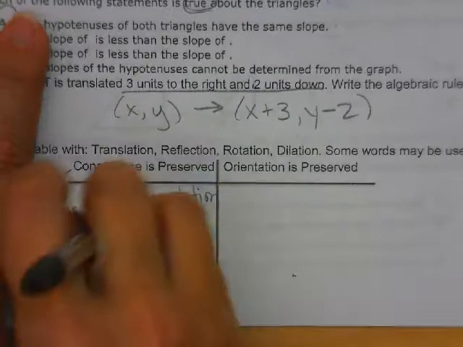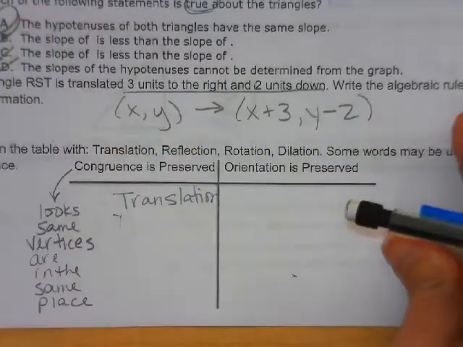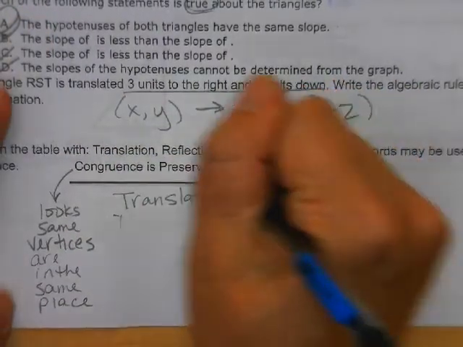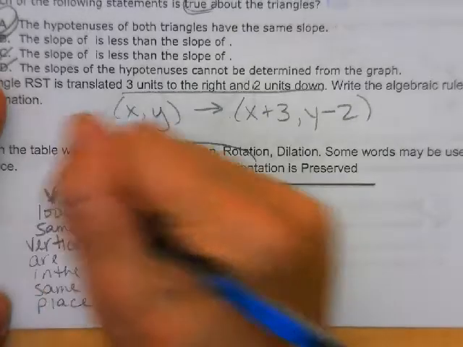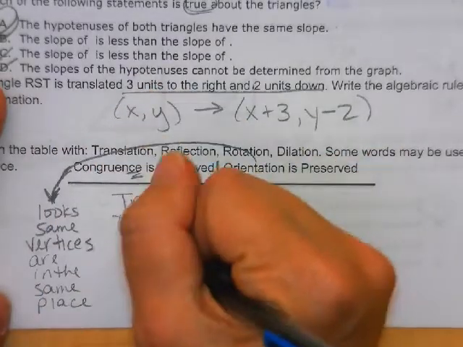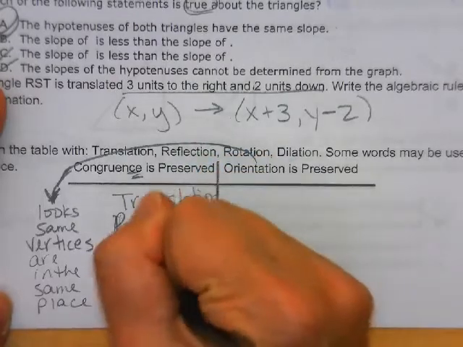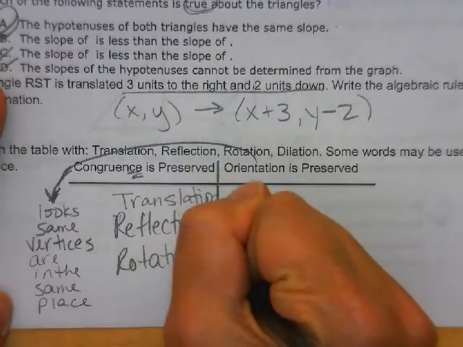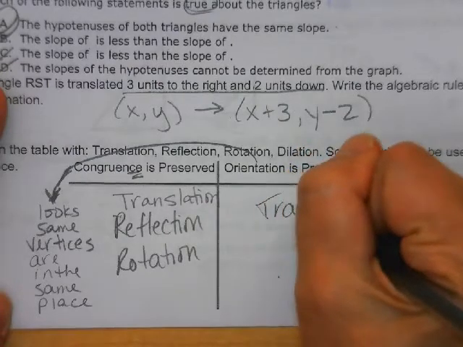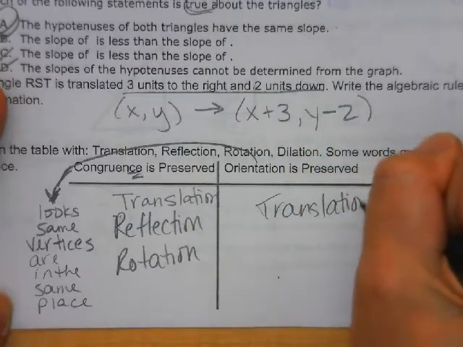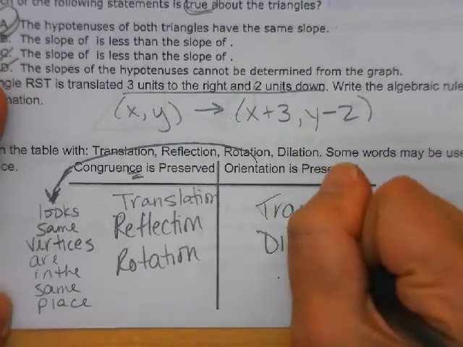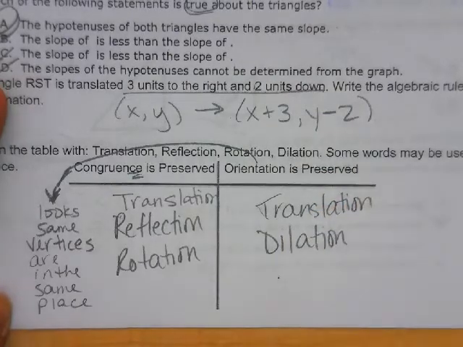I'm sorry, congruence. I did these backwards. I'm having a day. Orientation. This is the definition for orientation. Congruence is they are equal. So translation, go back, reflection, and a rotation. I did it backwards. Orientation is a translation and a dilation. I apologize. It's been a rough day.